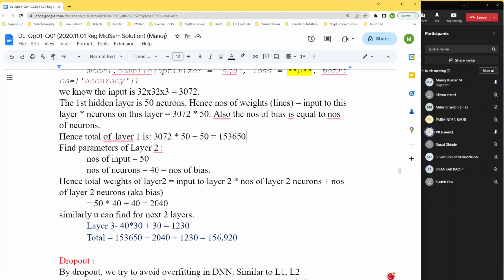We solved one question. Similarly for layer 2 we have 40 neurons, but the input is 50, right? So 50 into 40 will be the number of weights that we need. That's the number of parameters, plus 40 neurons will have 40 biases. So it's plus 40, which gives 20440. And similarly in layer 3 we have 40 inputs and 30 neurons, plus 30 biases. So this is this one, and in total you just need to add everything and you will get this answer.